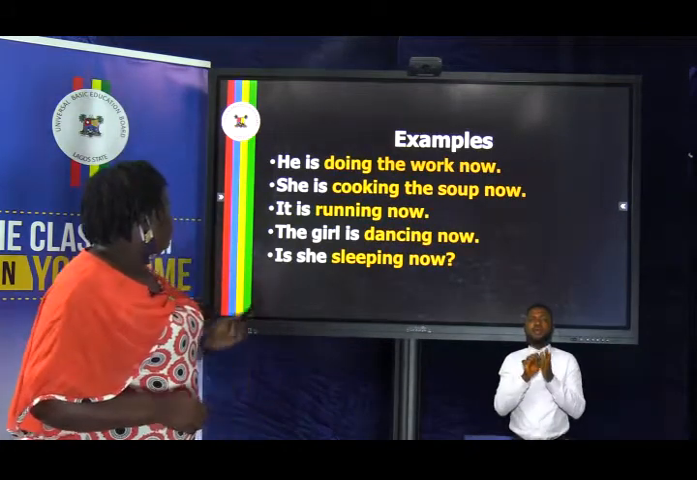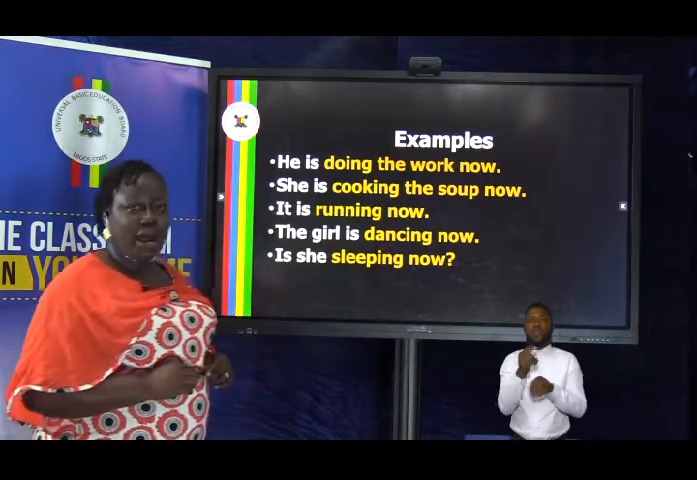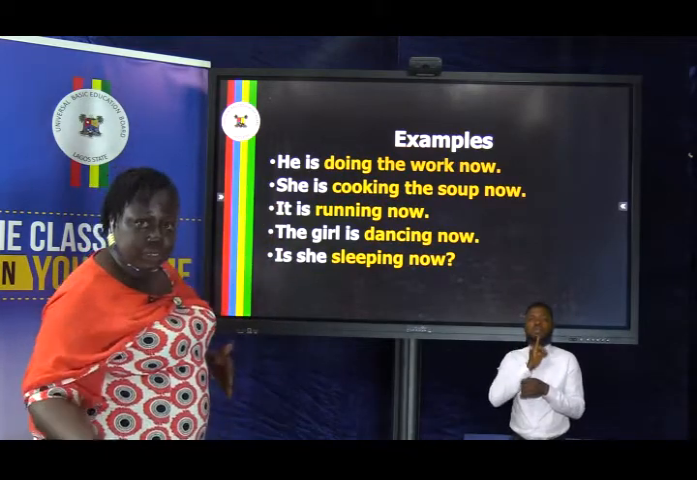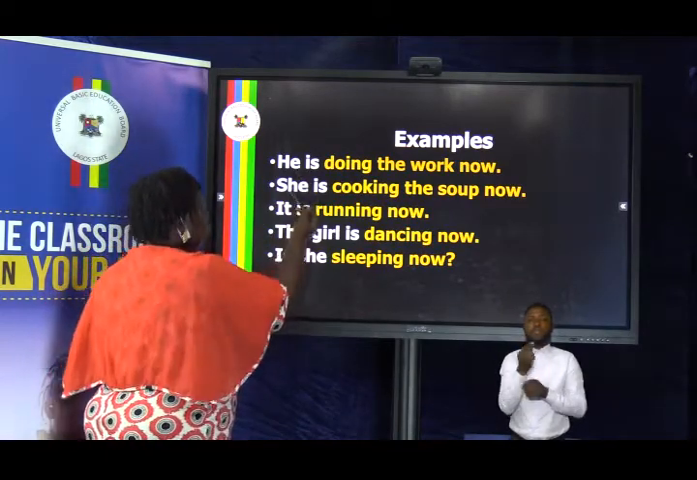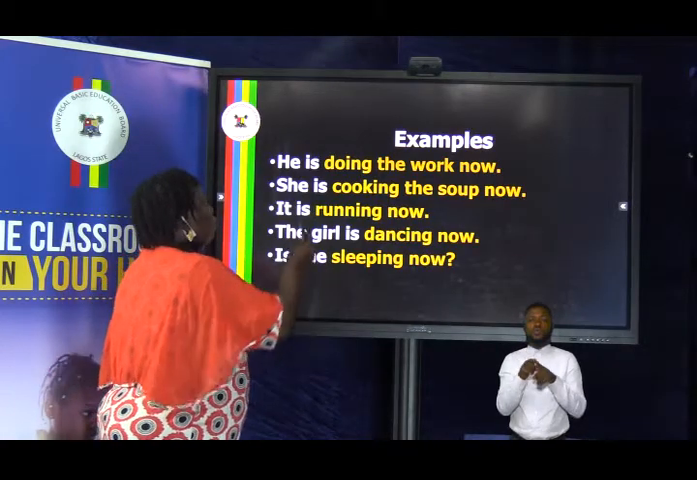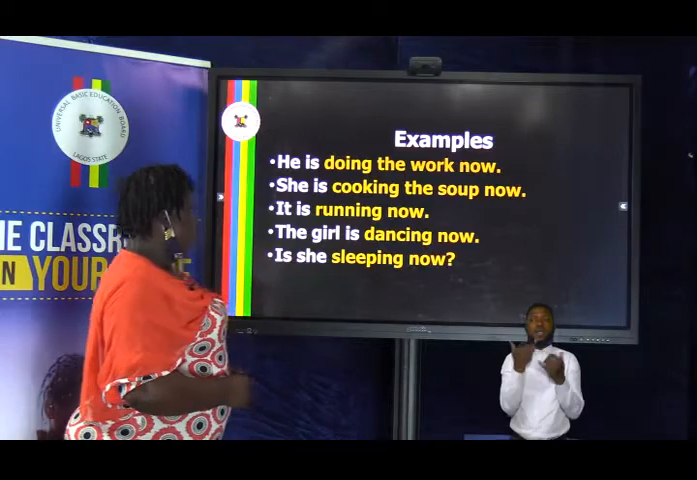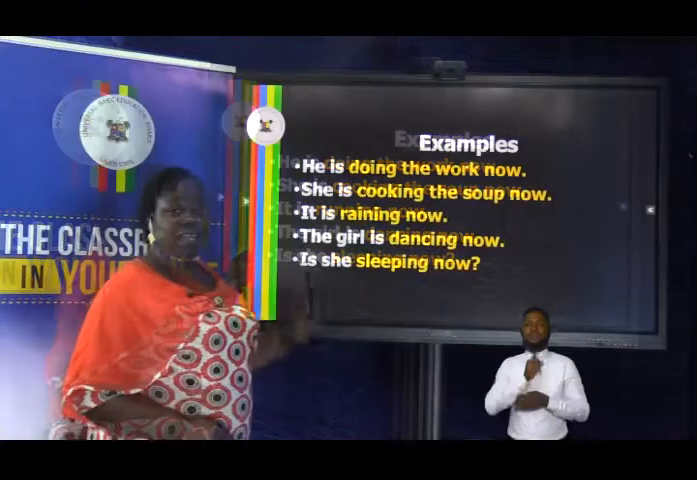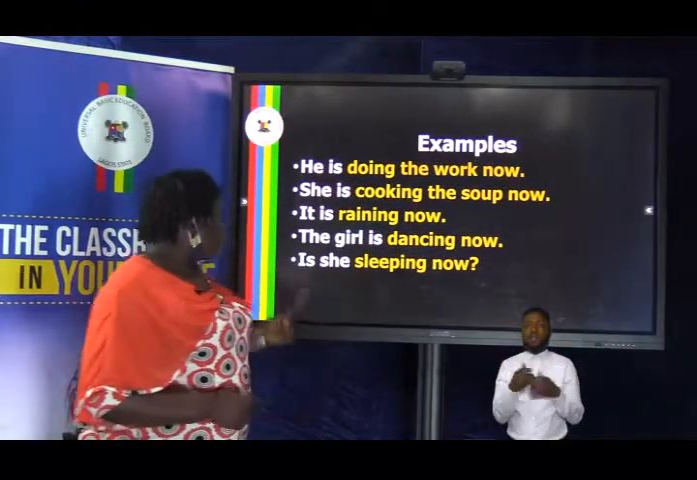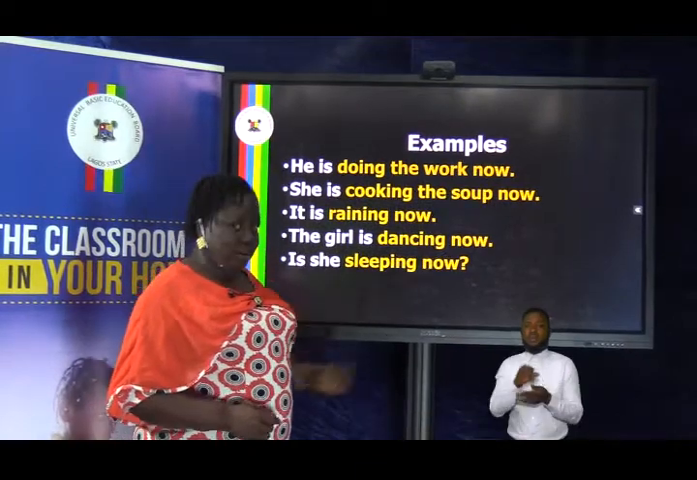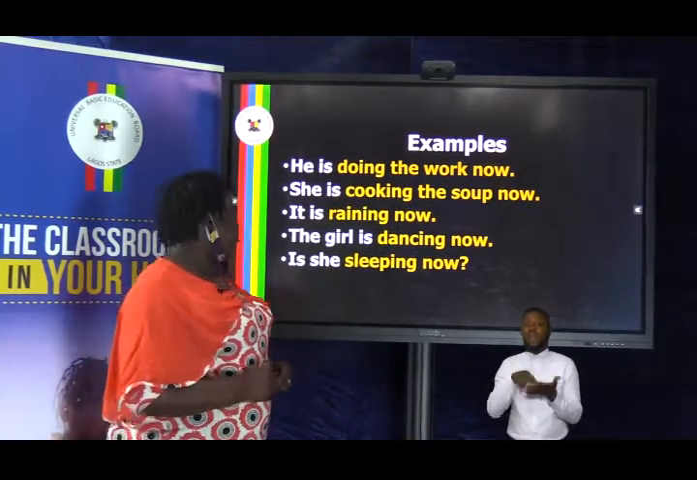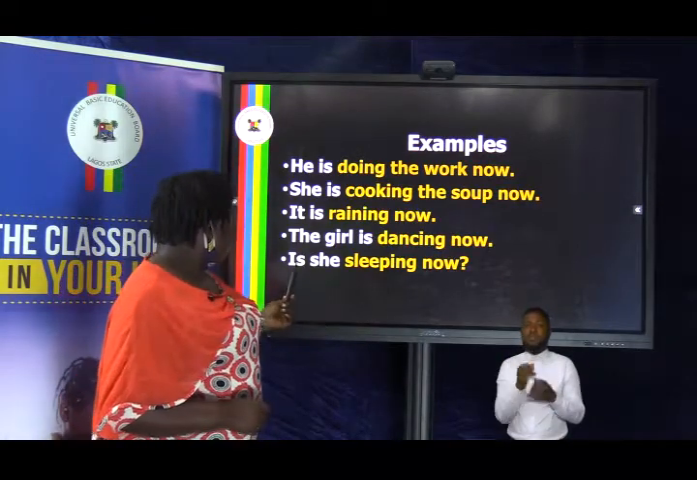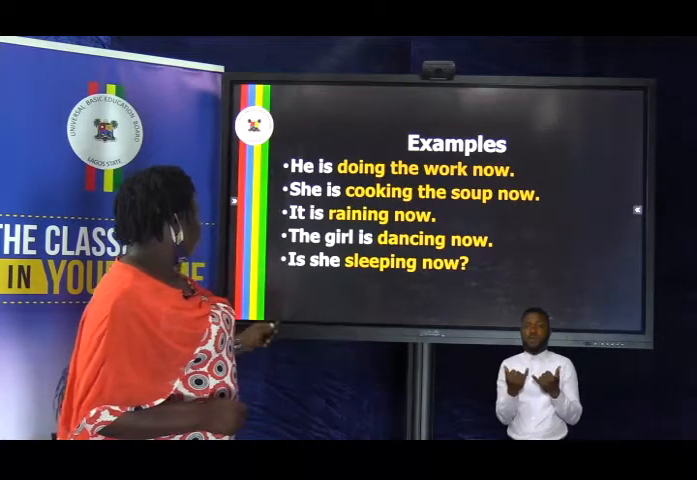These are examples. He is doing the work now. We said is is used with the third person singular. So you can see he, she, it, the girl. She is cooking the soup now. It is raining now. The girl is dancing now. The last example, is she sleeping now? Good.